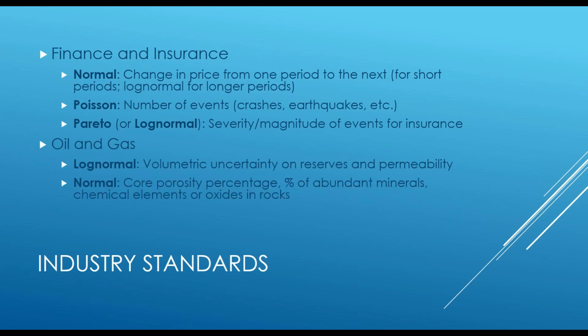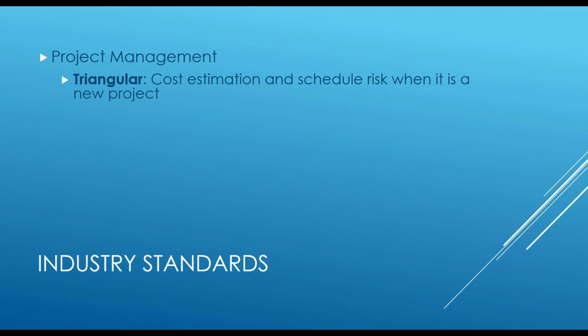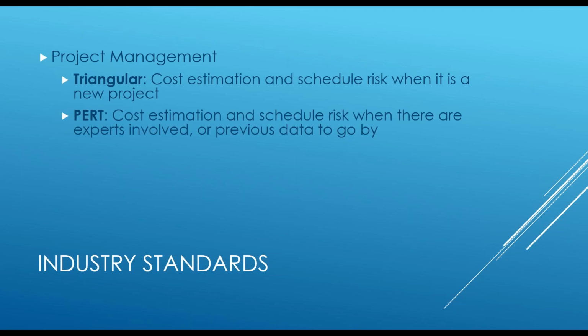Oil and gas. There were a couple of questions I saw pop up that were related to oil and gas. So these are going to be some of the popular ones in your industry. Project management, I did have someone else from project management in here. Triangular is super popular, and I'm going to show you the difference between a triangular and PERT distribution when we get into our next example file. But cost estimation and schedule risk when it is a new project. Keyword is when it's a new project. If it's a project that has been around, you could do the PERT distribution, which is cost estimation and schedule risk when there are experts involved or previous data to go by, and I'll explain why in just a second.